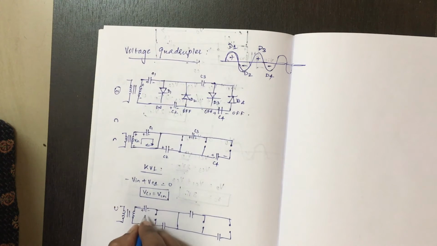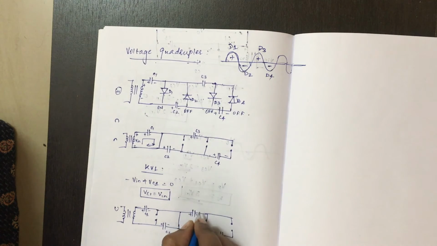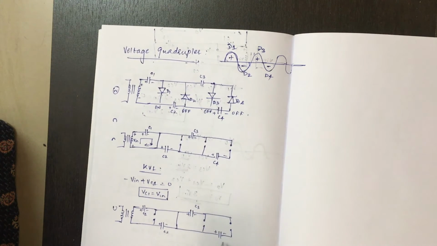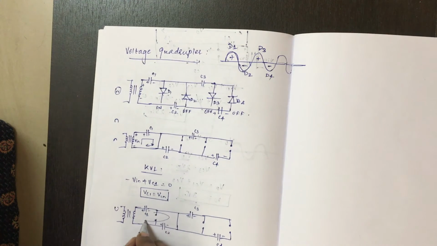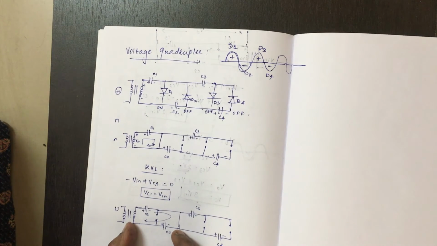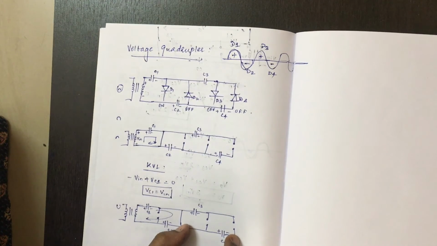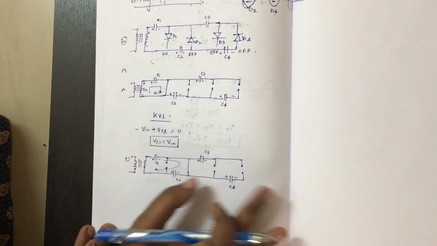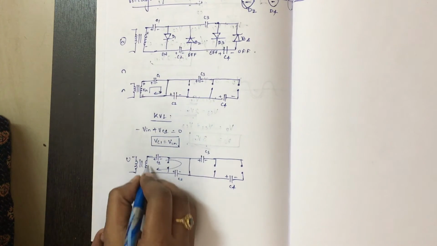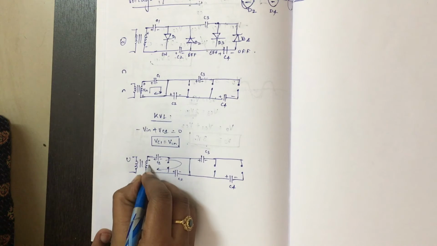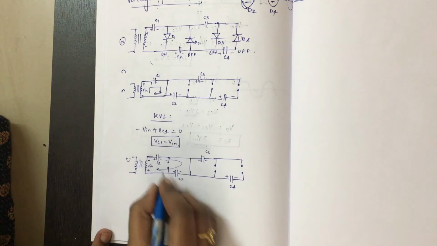So plus minus C1, plus minus C2, plus minus C3, and plus minus C4. Here you will be applying KVL for this circuit. This is the closed circuit, this is an open circuit, so you can't apply KVL here. We will be applying it for this part alone. So for the negative signal, this will become minus, this will become plus. So plus to minus, plus Vin, plus Vc1.